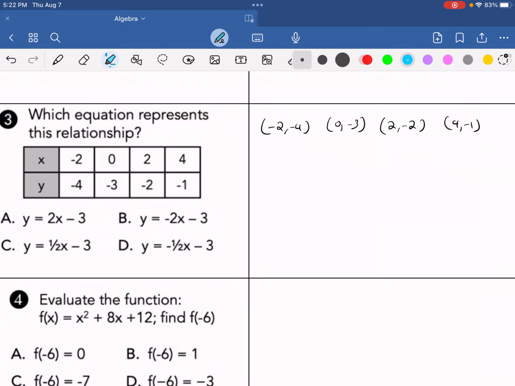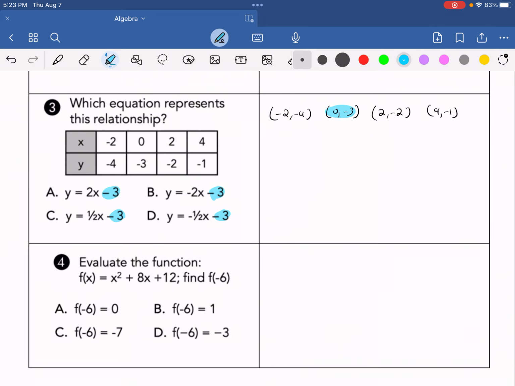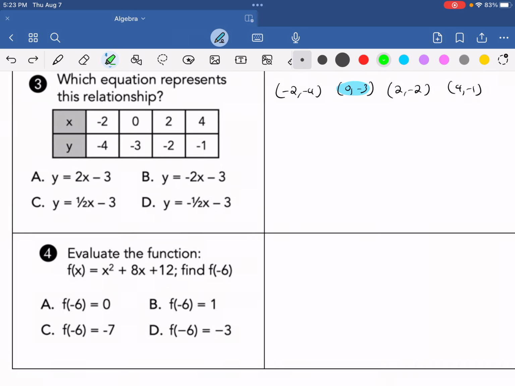The one with 0, -3, that's the y-intercept. It should be the number without an x. So it's this -3, this one, and this one. They all have -3, so the y-intercept doesn't help us. But what is different is the slope. The number in front of x is 2, 1/2, -2, or -1/2. Since they're all different, once we find the slope algebraically, then we should get the answer. For the slope, you need to remember the slope formula.